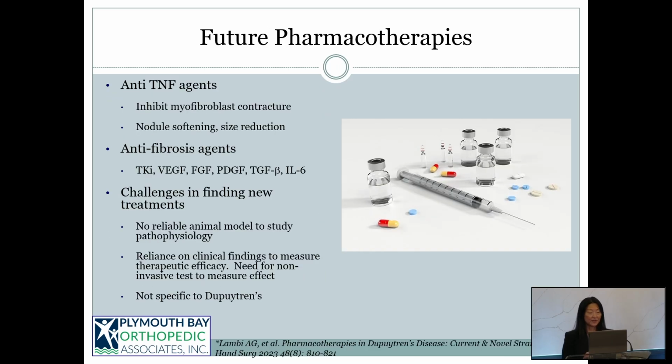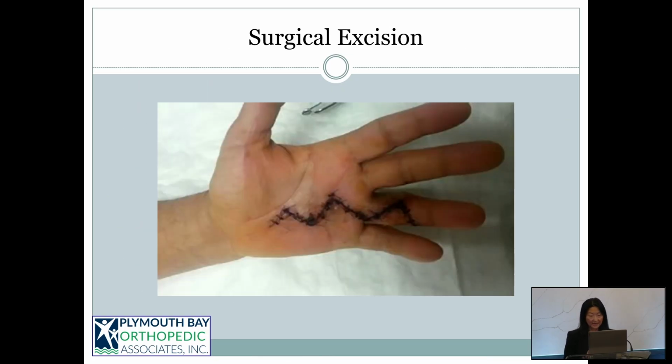Future therapies for it are really directed against the myofibroblast or fibrosis that happens with the Dupuytren's. The problem with finding a new drug is that there's no great animal model, and it's hard to find the efficacy of it. And the other thing is that there's nothing specific for the Dupuytren's. So we're left with that for now. And another option is surgical excision.